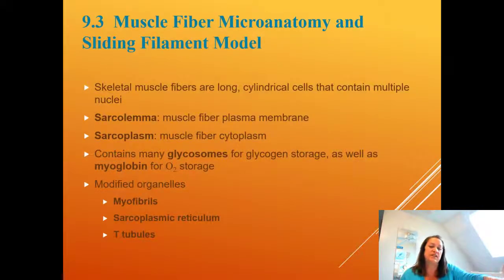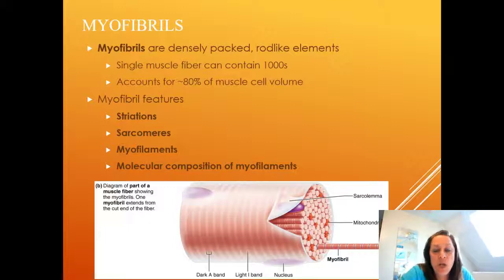So the long cylindrical cell, around it, we're going to call that the sarcolemma, all right? The muscle fiber plasma membrane. Just like any other cell that has a plasma membrane around it, we're going to call this the sarcolemma. Inside, we have glycosomes, myofibrils, just different modified organelles that allow the muscle cell to do what it's supposed to do. So here's a picture of that muscle fiber, that muscle cell, really close up.